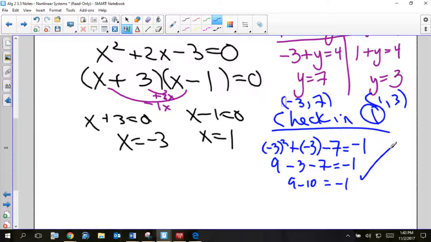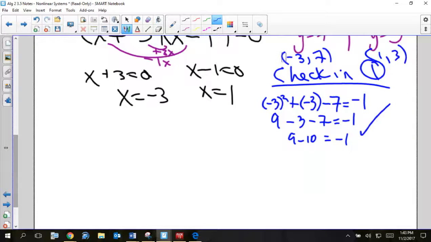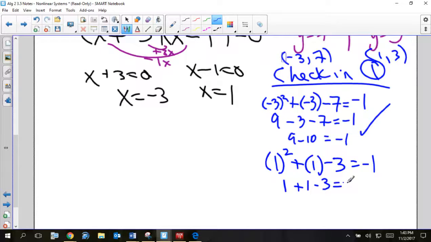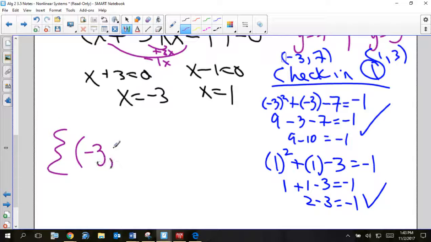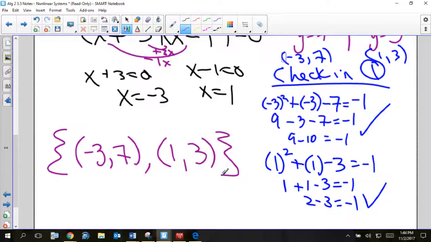Check. All right, almost there. And check the other ordered pair, which is 1, 3. So I'm going to have 1 squared plus 1 minus 3 equals negative 1. So 1 plus 1 minus 3, 2 minus 3, yes. So our ordered pairs are negative 3, 7, 1, 3. We will be doing 2 more examples before we have our brain break.